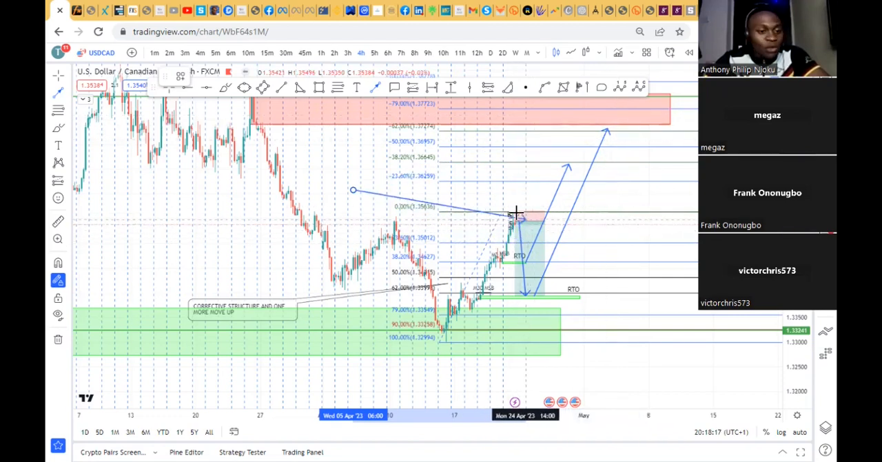But for this week, we're starting with the corrective structure trading, which is going to be a very swift and easy trade to place. It's just a corrective structure.